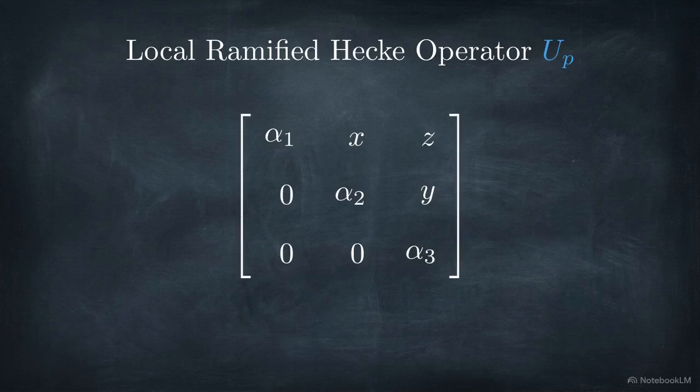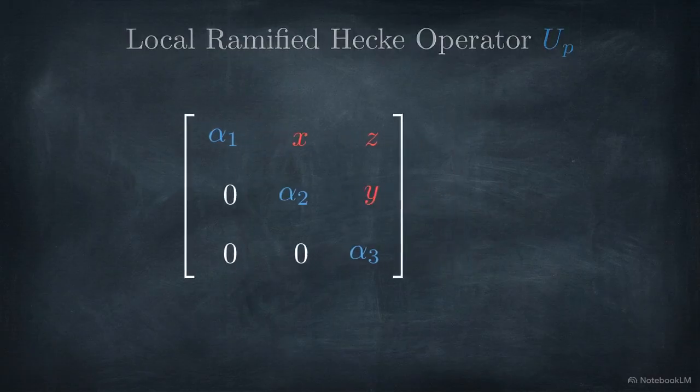matrix. The diagonal contains our torus characters, alpha 1, 2, and 3. Above them sit the unipotent blocks, which register the arithmetic crosstalk. This red upper triangular crosstalk is the primary source of entropy in the matrix. To calculate a clean trace, we have to trap and neutralize these specific entries.